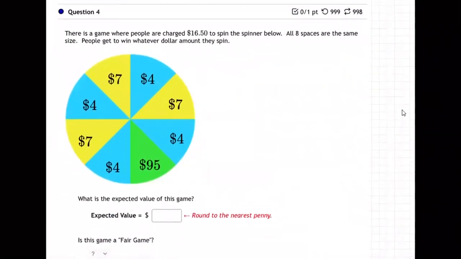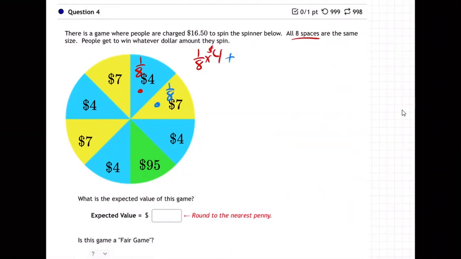So let's do it. I'm going to start right here. And what's the probability? Well, each of these is going to be 1/8, because there's 8 spaces all the same size. So there's a 1/8 chance that the spinner is going to land on that $4. So I'm going to take 1/8 times $4 plus, and then next I'll just go around the horn here.